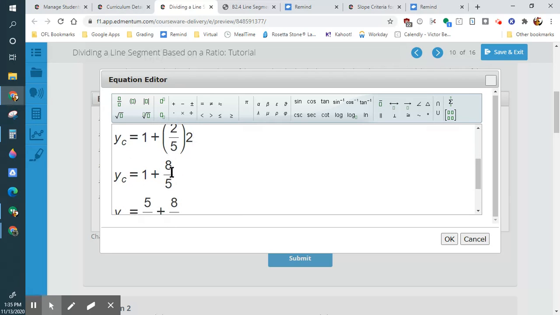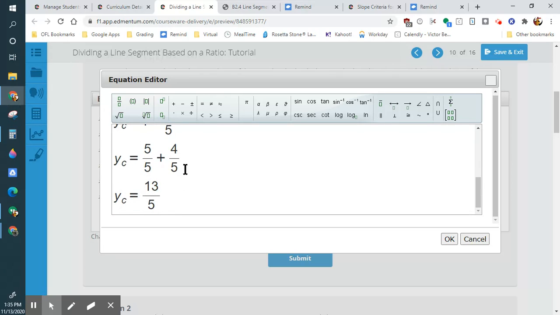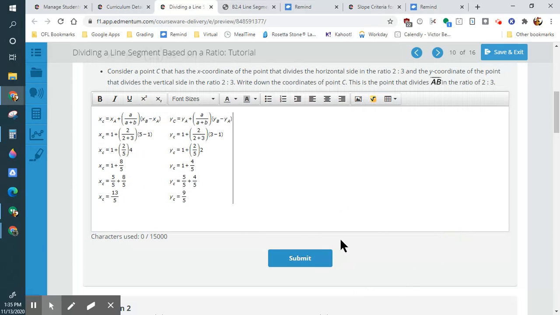2 times 2 fifths, that's going to be 4 fifths. This is still 4 fifths. Because our denominator is still 5, we're still going to leave it as 5 over 5. So, again, we're saving some time there. I might not be because I'm explaining it, but there you go. And then here I'm going to do 9 fifths. And that's how you show your work.